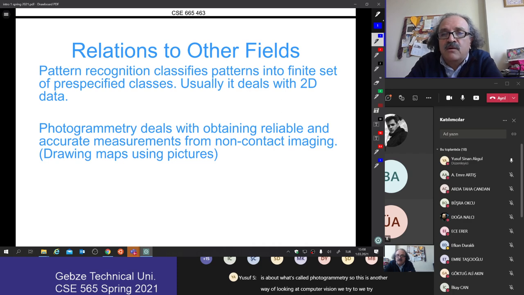We try to compare it to the other areas such as computer graphics, image processing, etc.